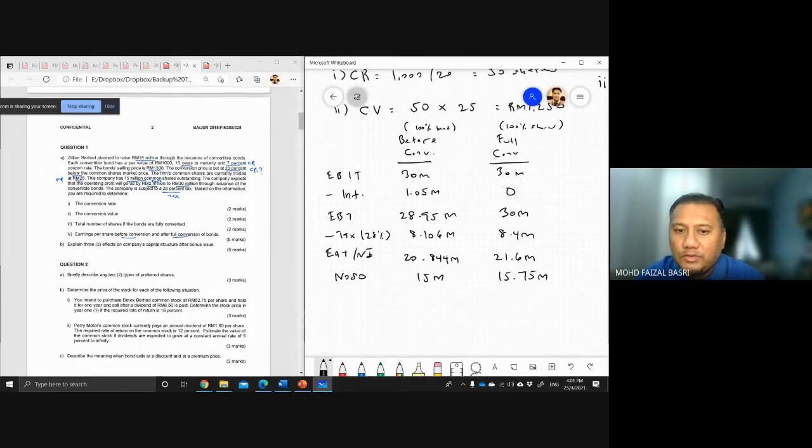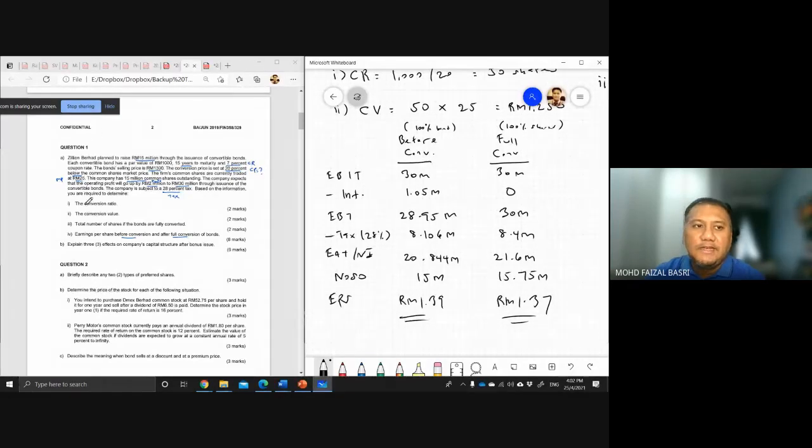All right, so the earning per share will be 20.844 divided by 50 million. So you have RM1.39. And for full conversion, you have RM1.37. Okay, so that will be the effects on the earning per share before conversion and after full conversion.